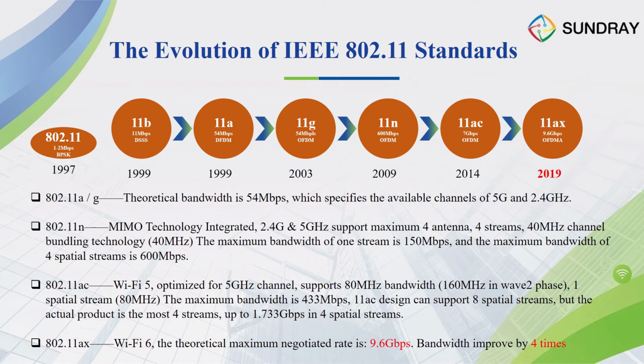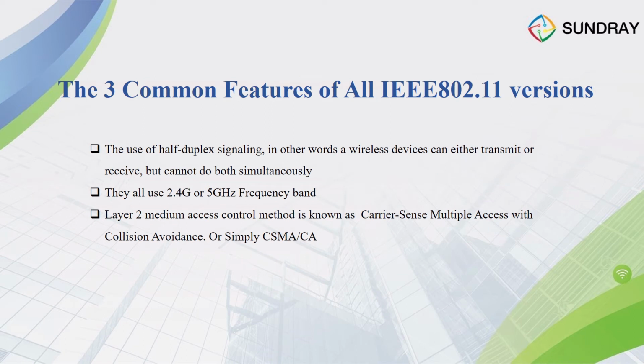Also, these IEEE 802.11 standards have had so many evolutions, updated generation by generation. But these three are still the common features of these standards. First one, for Wi-Fi connections, we still use half duplex signaling. In other words, the wireless Wi-Fi devices either transmit or receive, and cannot do both simultaneously.